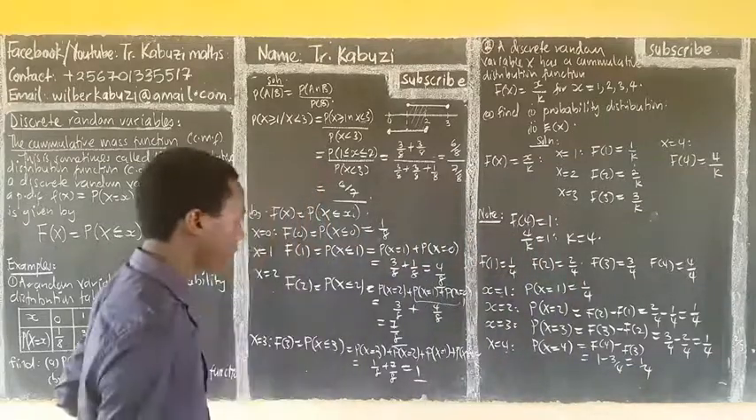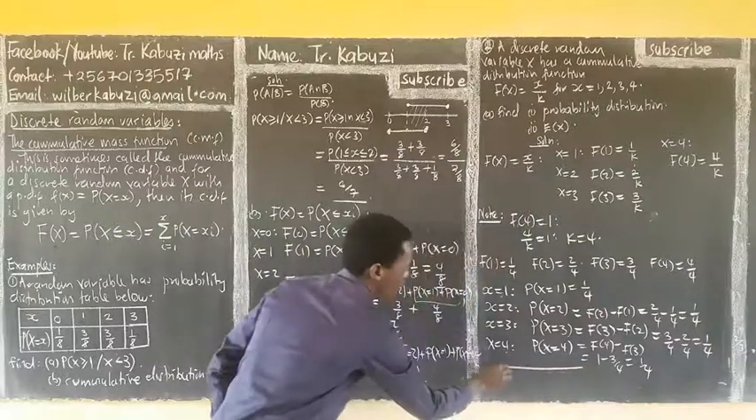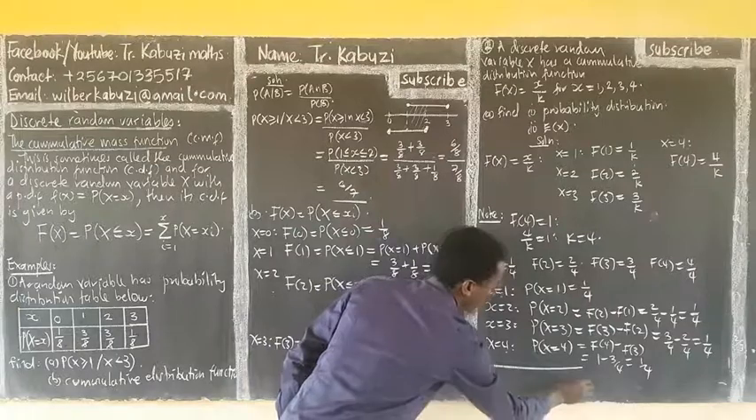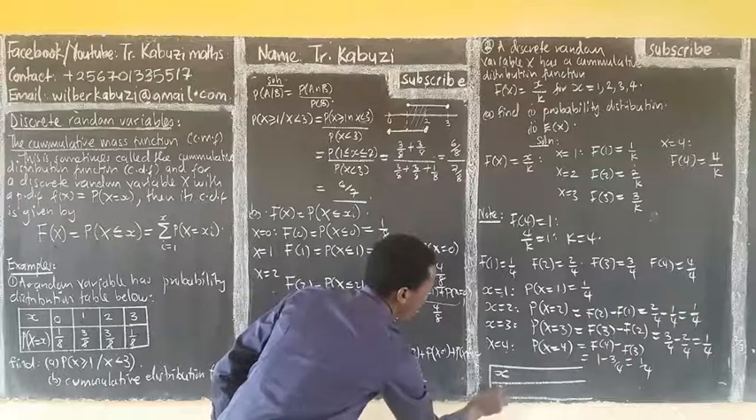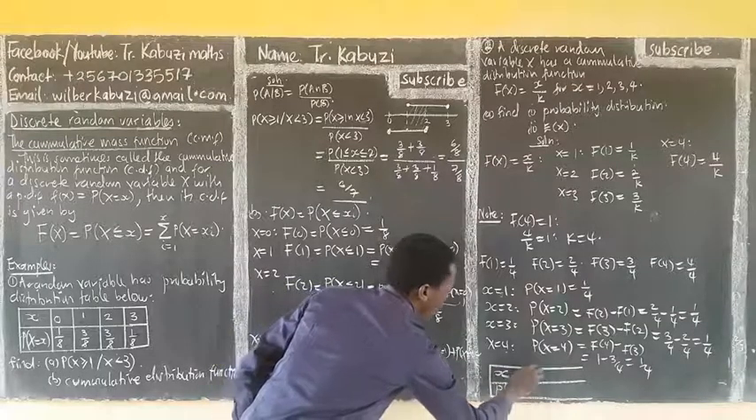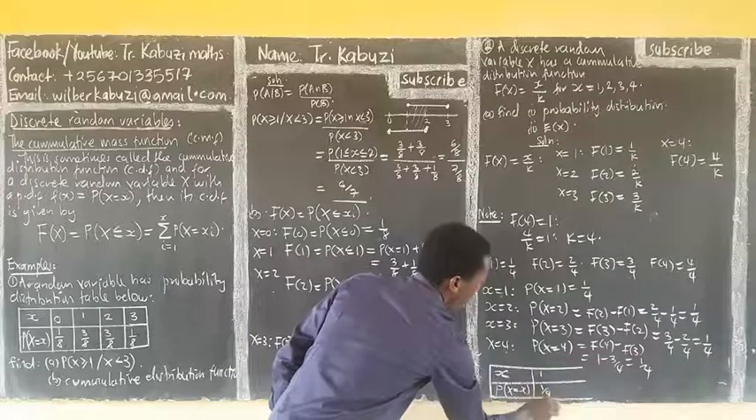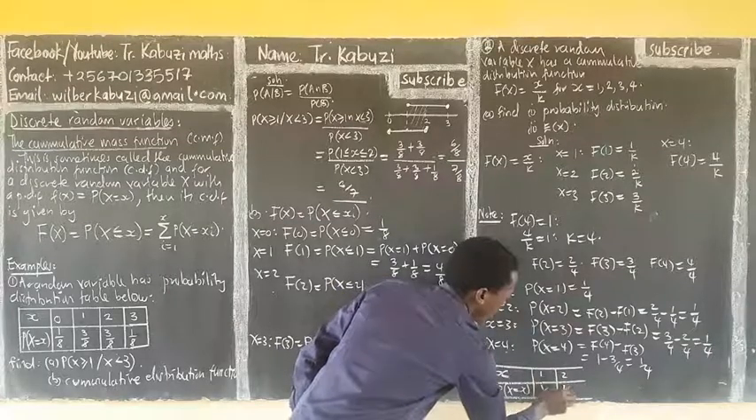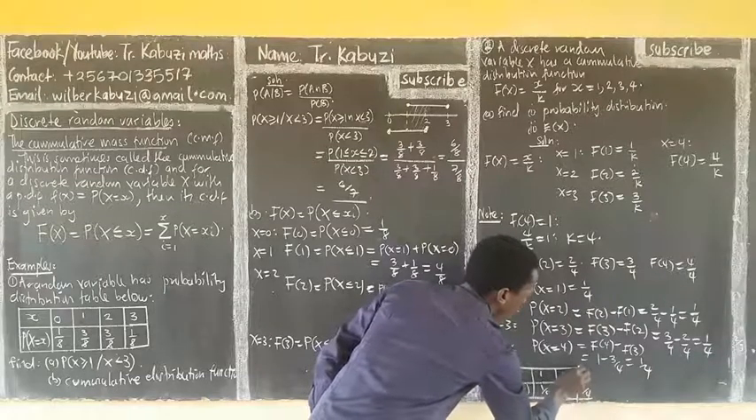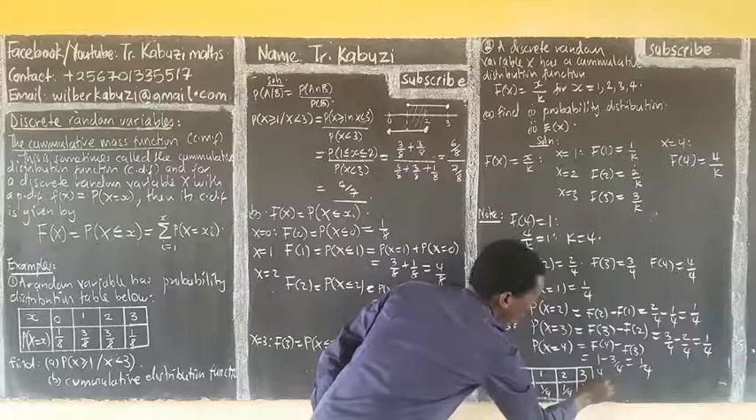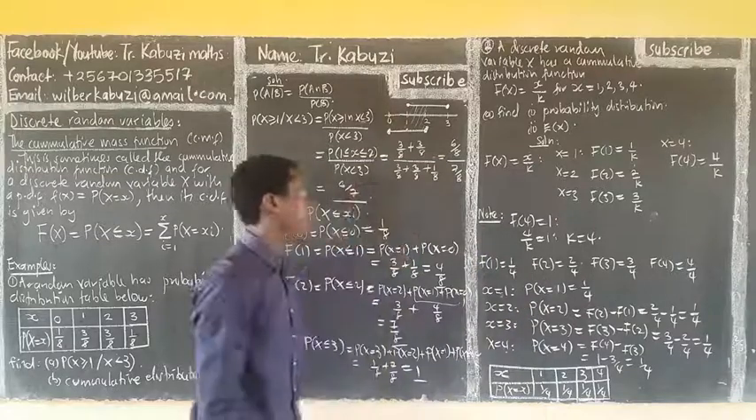So now you have the corresponding probabilities, and you can easily draw a table for them like this. You include your x, then you include the probabilities. When x is 1, it's a quarter. When x is 2, it's also a quarter. When x is 3, it's a quarter. And when x is 4, it is a quarter, because this is now a probability distribution function.